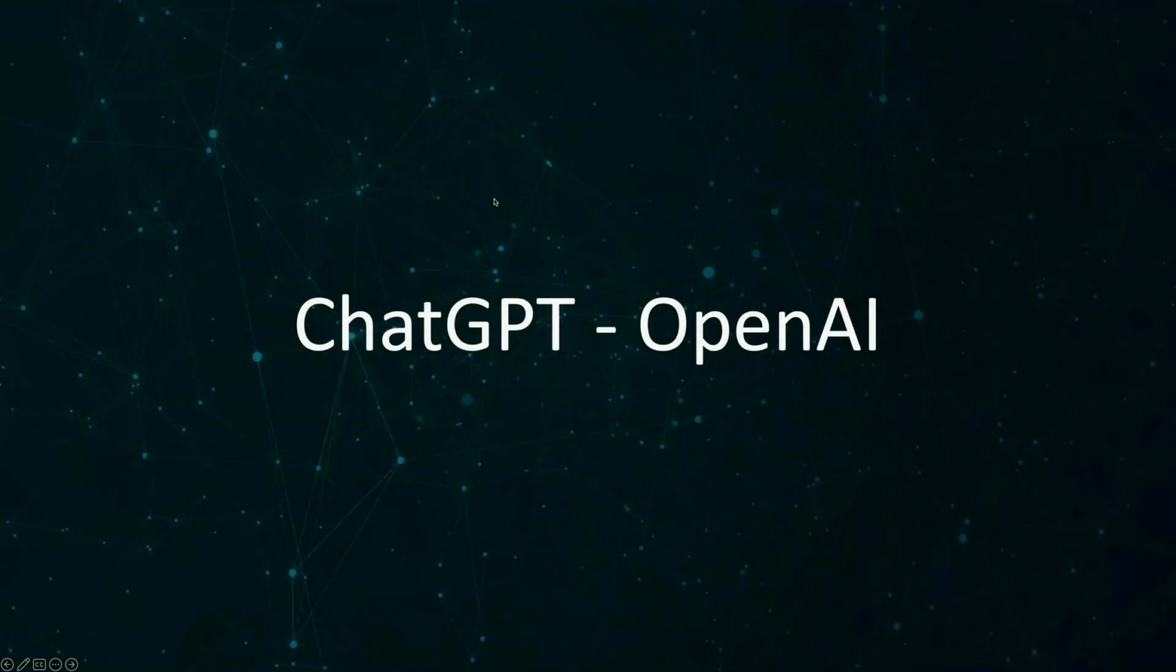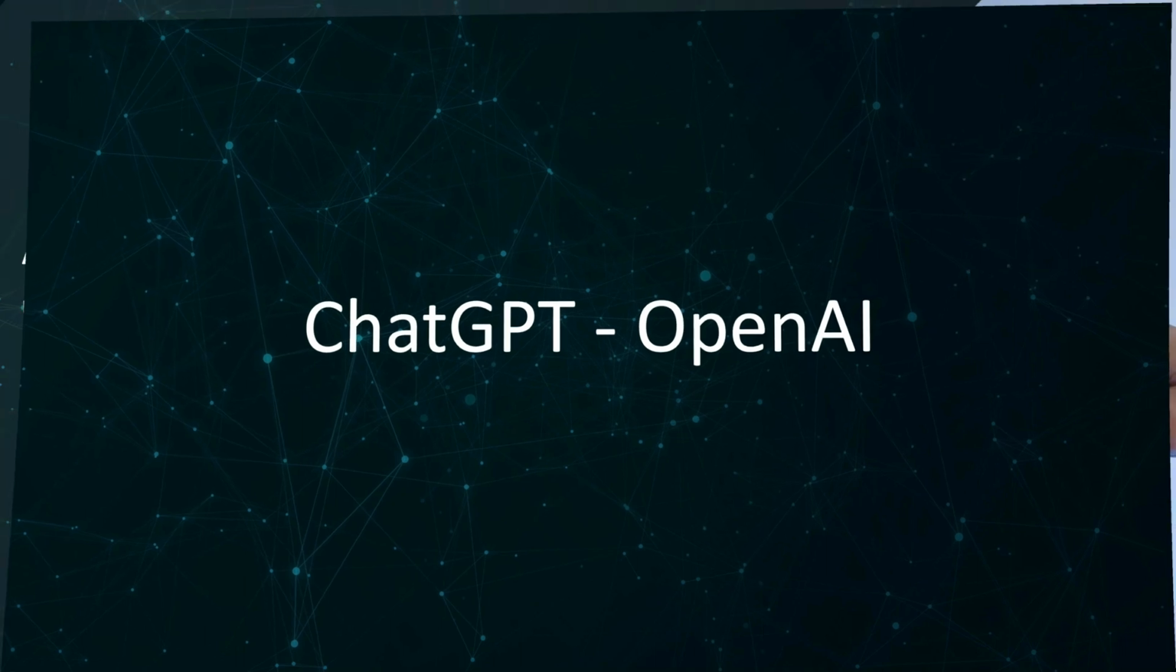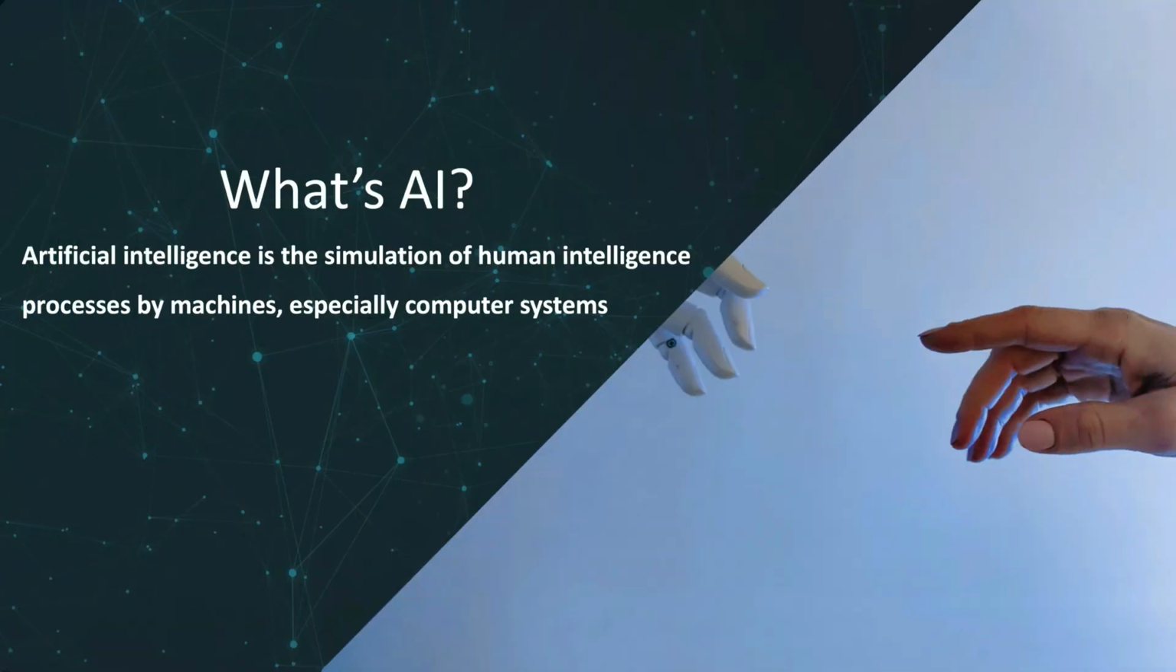Welcome everyone. Today we're going to talk about ChatGPT, and this is an AI. If you don't know what AI is, let me read this definition. Artificial intelligence is the simulation of human intelligence processes by machines, especially computer systems.